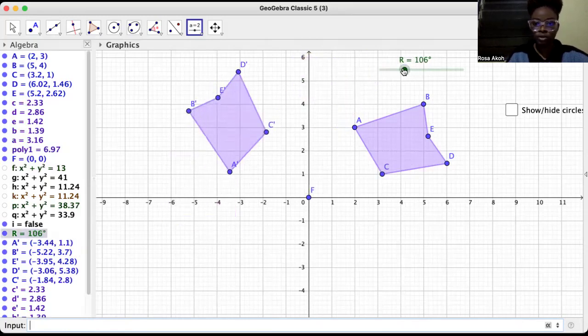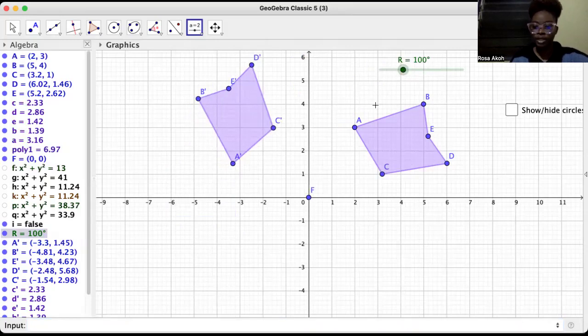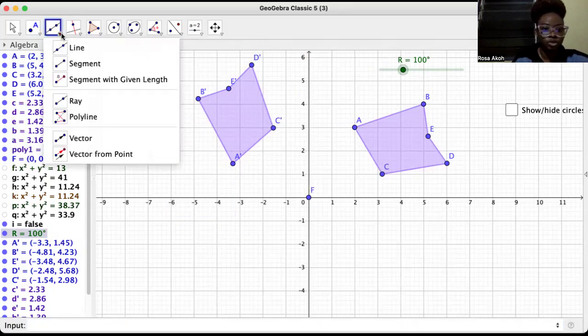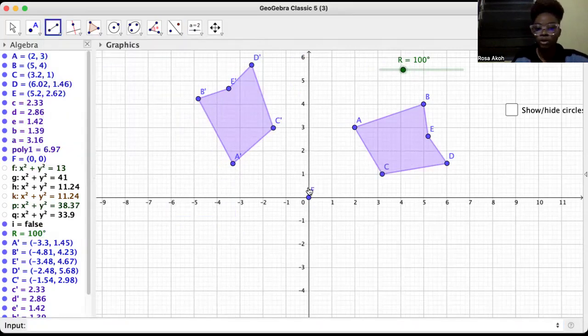So now that we have this, we'd want to create a line segment that is going to touch F and A, and then F and A prime, so that as the object is moving, we can see the angle without having to look at the slider. Okay, so let's do that. Line segment. We're going to choose the line segment on the polygon on the toolbar. So F and A, and then A prime.